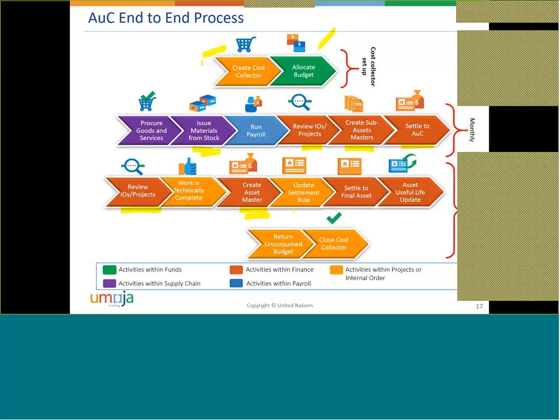Update of settlement rule. This is done in the project, but it has to be in cooperation with finance as well. And then the final settlement is done by FA16, and asset useful life is done also by FA15 actually. Now this one is not giving you the roles exactly, but I have the following slide that will give you the exact role. But I think you get an idea here in what module each transaction is done.